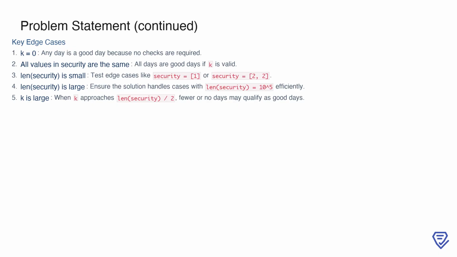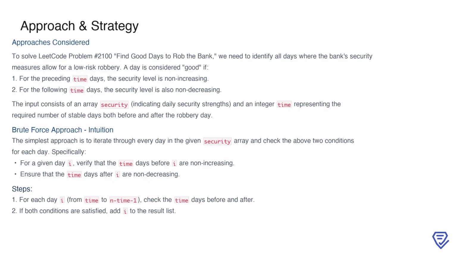Additionally, when k is large, approaching half the size of the array, it becomes more difficult for days to meet the criteria, and in some cases, no days may qualify as good. These edge cases highlight the importance of designing an efficient and robust solution for this problem. To solve problem number 2100, the goal is to identify all the good days to rob the bank. A day qualifies as good if, for the time days before it, the security levels are non-increasing, and for the time days after it, the security levels are non-decreasing. The input includes an array security, which represents the daily security levels, and an integer time, which specifies the number of stable days required on both sides of a potential robbery day.